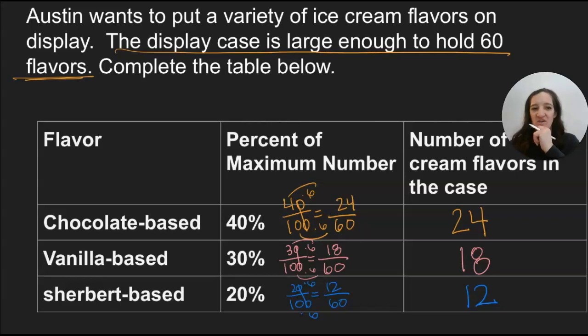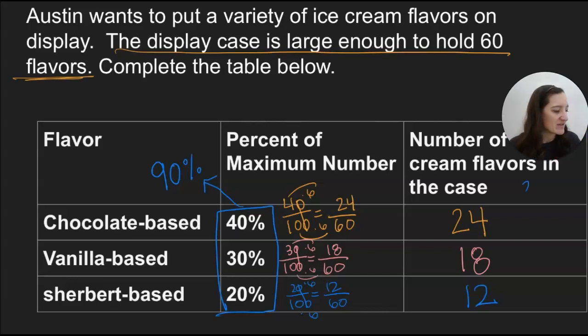There's a few ways we could do it. We could do the percents all equal 100%, or do the number of ice cream flavors all equal 60? Well, I'll do it both ways. You guys can decide which way you want to do it. If I add all of those up, 40 plus 30 is 70, plus 20 is 90. So it looks like he doesn't have 100% of the display case filled up.